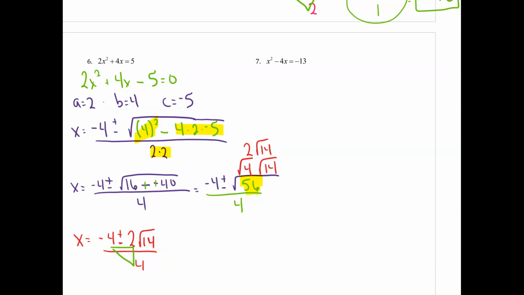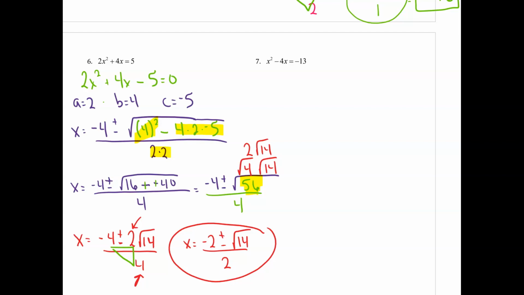So when I divide -4 by 2, I get -2 plus or minus. When I divide this 2 here by 2, I get 1. I will not put the 1 because I don't need it. And when I divide this denominator by 2, I get 2. And this is what you should be typing into your answer. And again, I'm going to show you in just a moment how you do that.